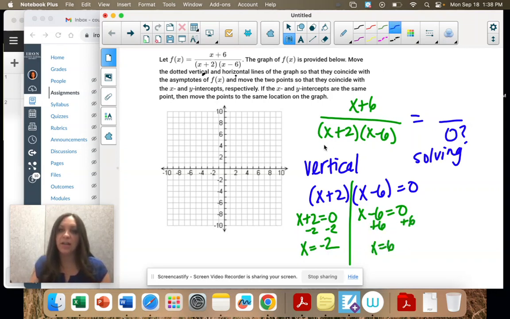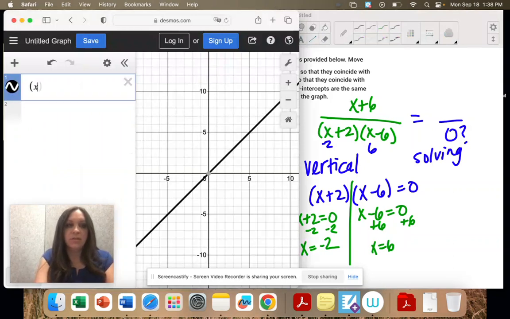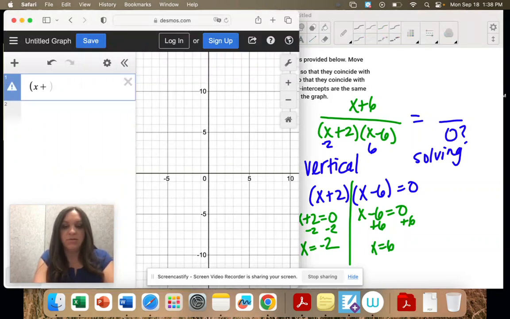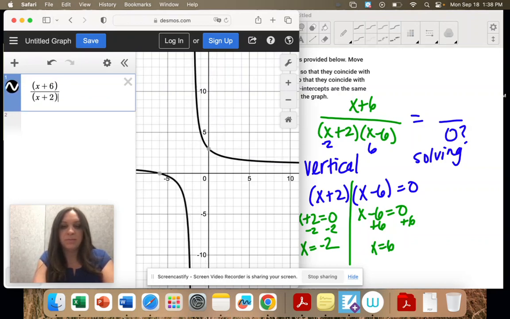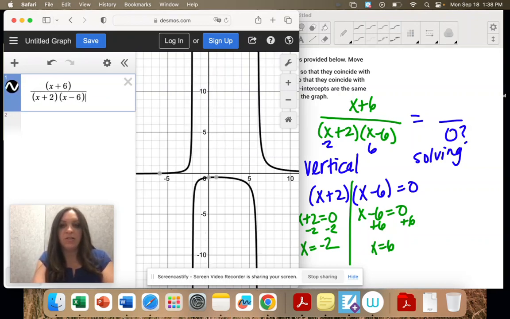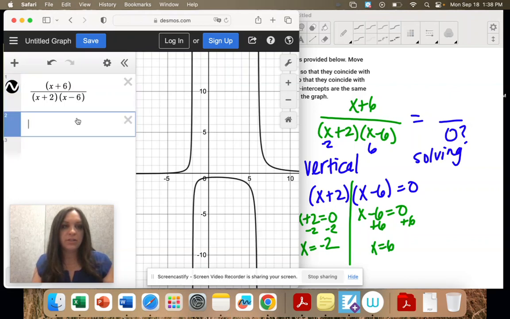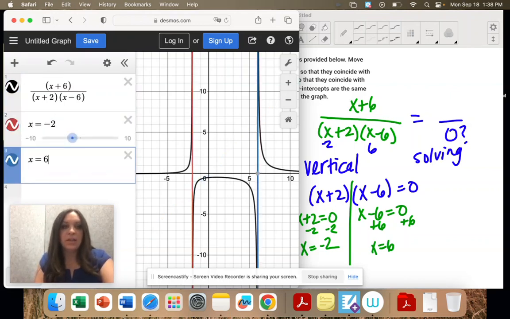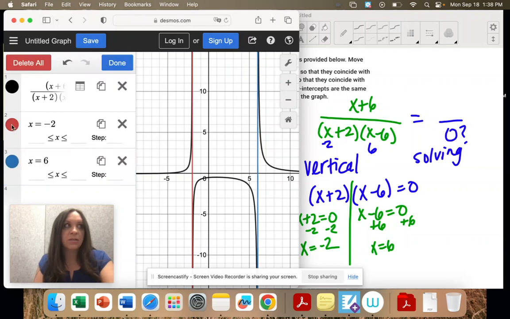If you put -2 here, you're going to get 0. If you put 6 here, you're going to get 0. So x equals -2 and x equals 6. Those are our vertical asymptotes. Now I'm going to type them in just so we can see the graph. So here's our graph. x equals -2 and x equals 6.